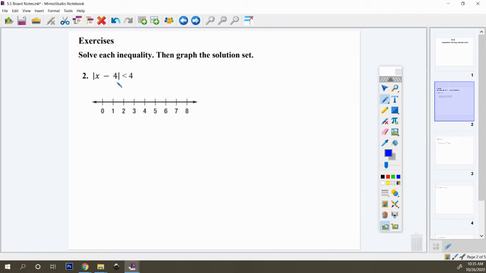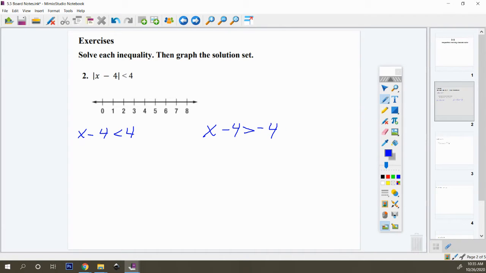So to solve this, what I'm going to do is rewrite it just like it is. I'm just not going to put the absolute value on it. Then we're going to write it again, almost the same way. But the second time, we're going to flip my symbol. So my less than becomes a greater than. And you change the sign. So that's a positive 4. Now it's a negative 4.